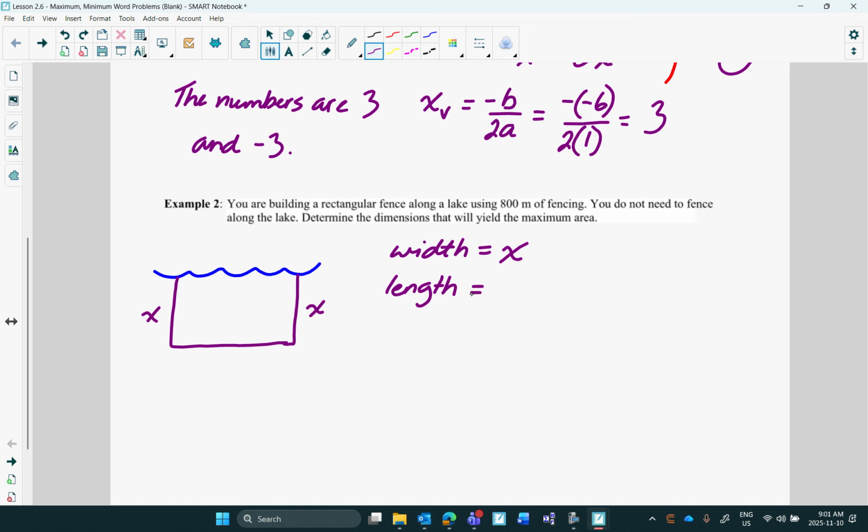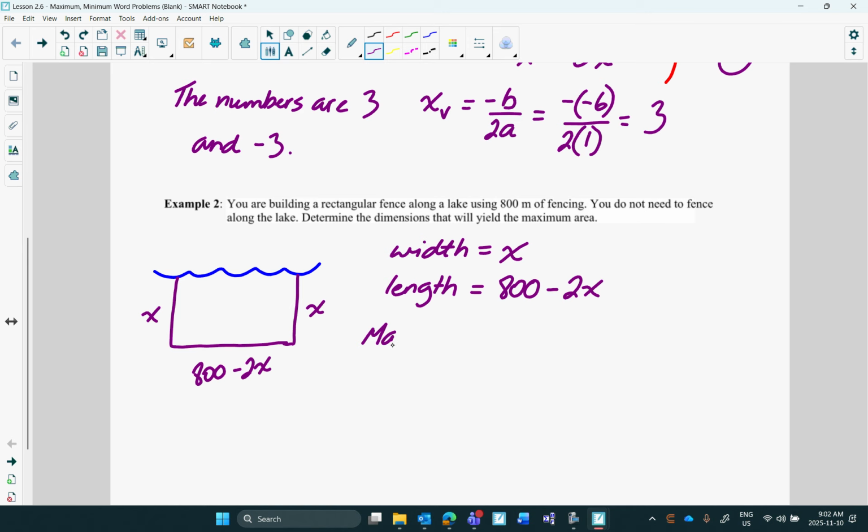Think of the total amount of fencing you have. What do all three of these add up to? 800. Take away x, take away another x. So 800, take away the two widths. That's an expression for the length. Now we're ready to construct the quadratic function.